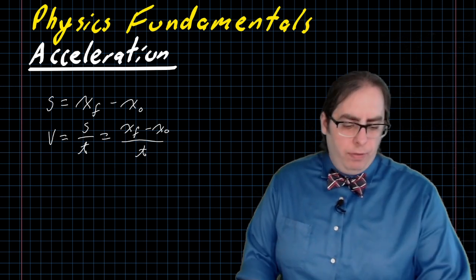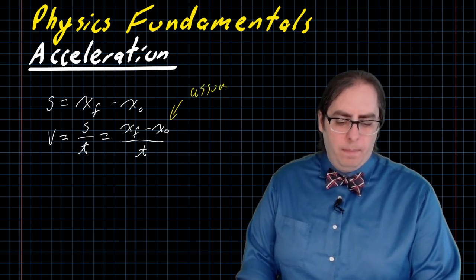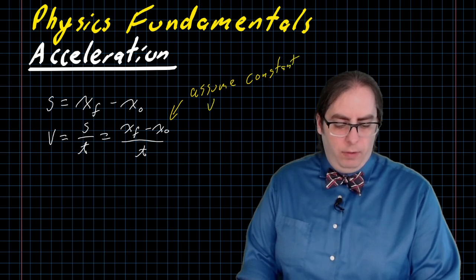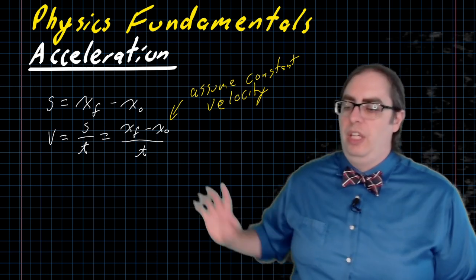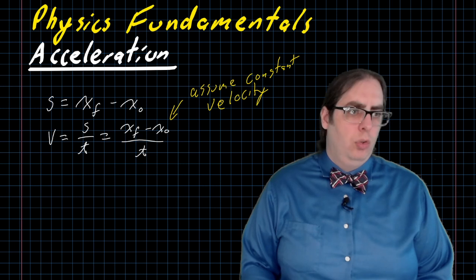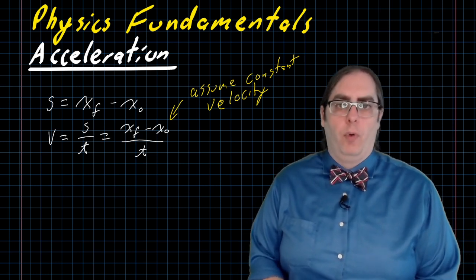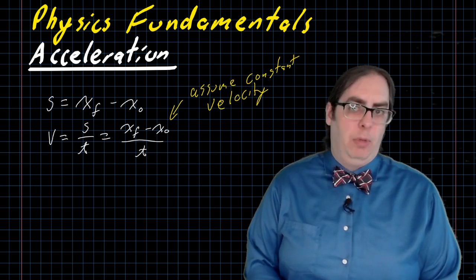Because this version of the formula, we assume constant velocity. We assume that the speed of the object never changes while it's doing this. Or we assume that the average value of the speed is good enough for our purposes. Either way works out to be the same numerically.